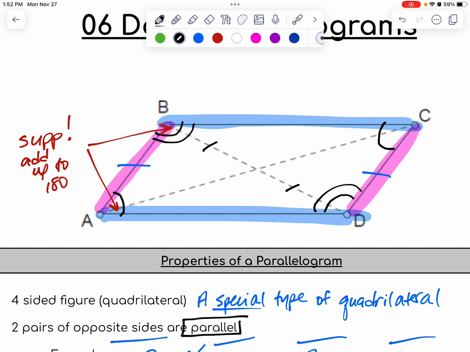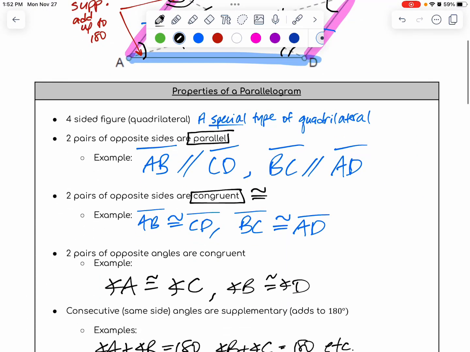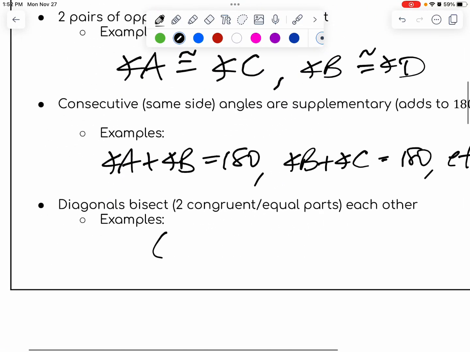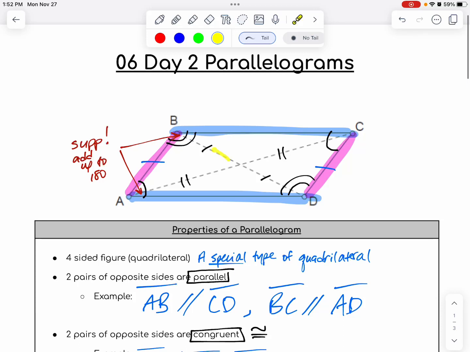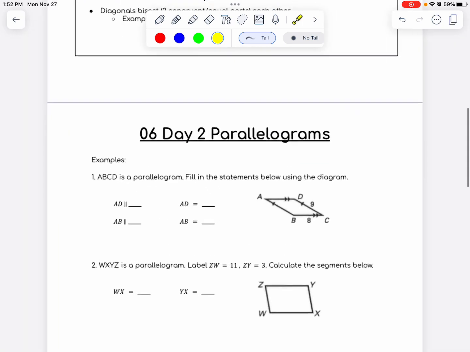Okay. And then the long diagonal, this one that goes this way, this piece is equal to this piece. You can measure them with your fingers. This piece right here is equal to this piece right here. And down there, we don't have numbers. I'll do some number ones on the back, but I'm just going to say C tick marks on the diagram, okay? What that means is this piece and this piece are equal. This piece and this piece are equal. That is what bisect each other means. It means cut each other in half.